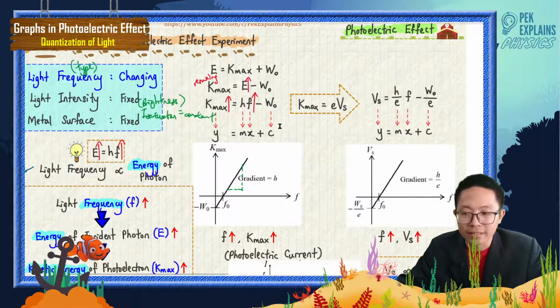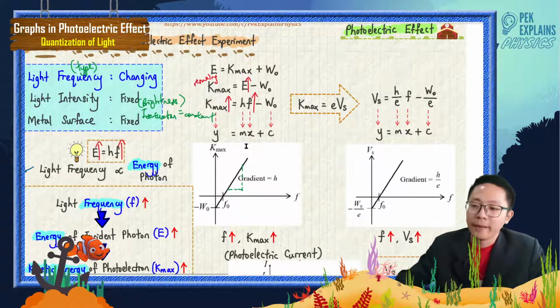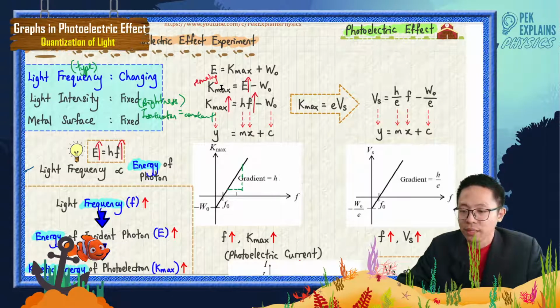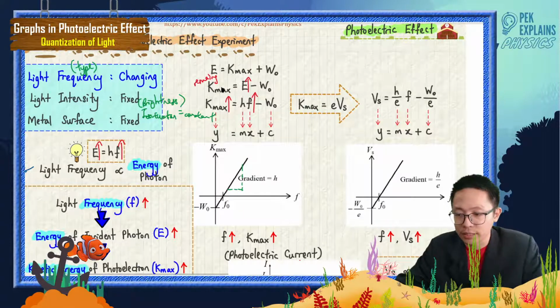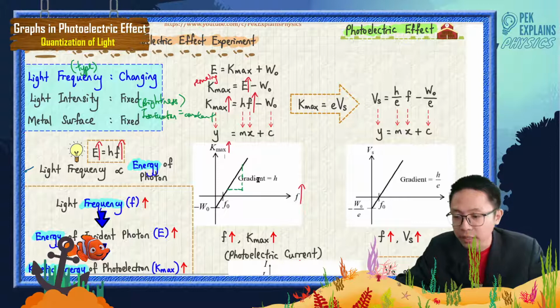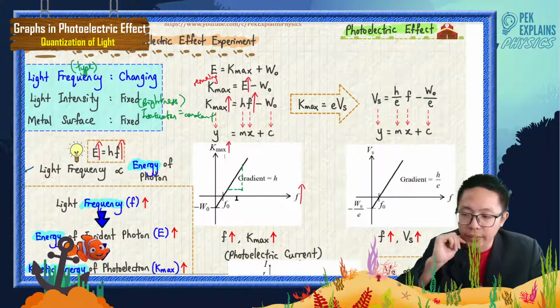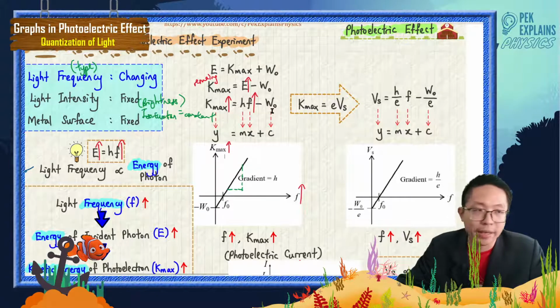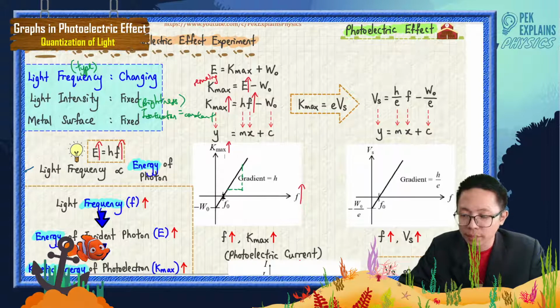And then the y-intercept becomes the c. The intercept is negative w naught. So from here also, you can see the higher the frequency of the photon, the higher the kinetic energy of the ejected electron. Now you know the y-intercept is negative w naught. How about the x-intercept? Why is the x-intercept f naught?